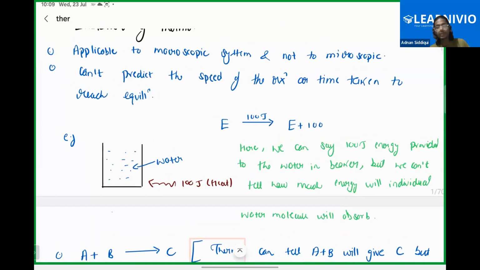I told you, if you are supplying 100 joules of energy to a system, then you can say that the whole system, suppose the system is containing water, that the whole water is experiencing 100 joules of energy. But can we say that about a single water molecule as well? No, because inside this water, there might be billions of water molecules. How can you comment on how much a single water molecule is absorbing out of this 100 joules of energy? So it would be very complicated.